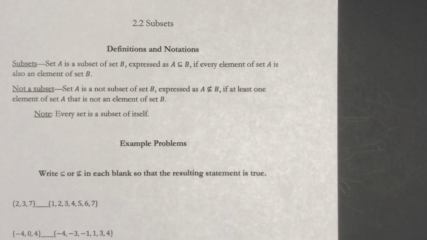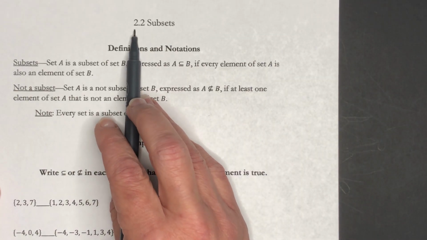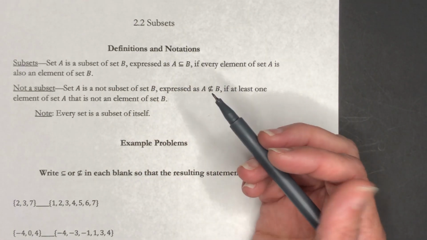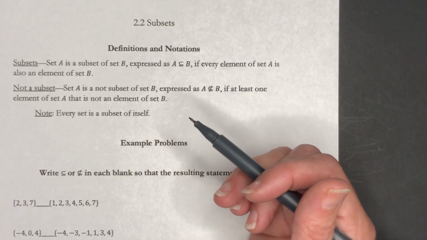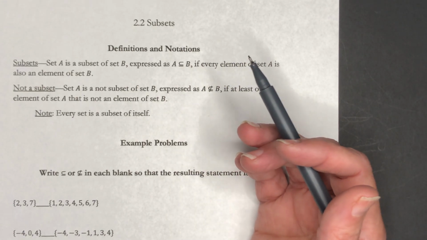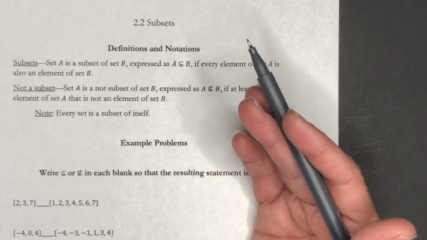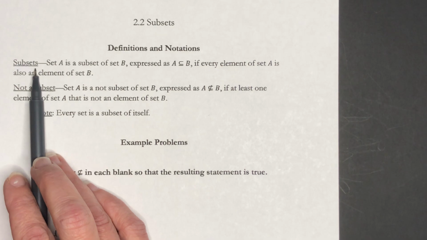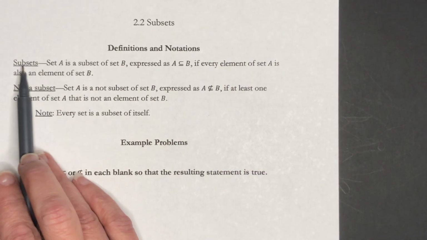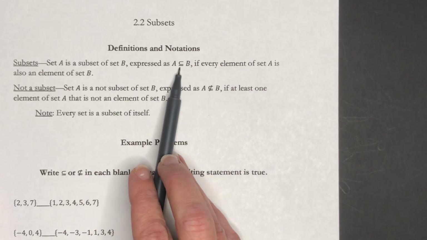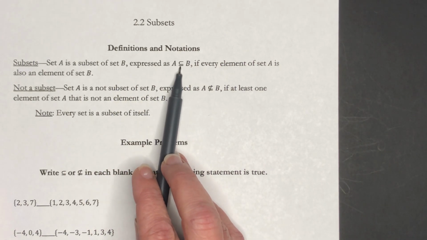Good day and welcome. Today we're going to do section 2.2, which is subsets. In section 2.1, we talked about the very basics of a set. We talked about a lot of notation, what it meant, a lot of vocabulary, and we're going to get some more of this here. We have the definition of a subset, where it says set A is a subset of set B, which is expressed like this: A is a subset of B.